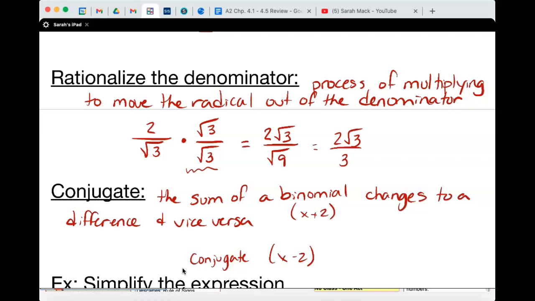So, our example, we could have 2 over 1 minus square root of 2. This is different because I have 2 terms in the denominator instead of just my radical sign. I still want to rationalize the denominator, but I have to multiply by the conjugate. The conjugate of 1 minus square root of 2 is 1 plus square root of 2. We'll have to do that to the top since we did it to the bottom.